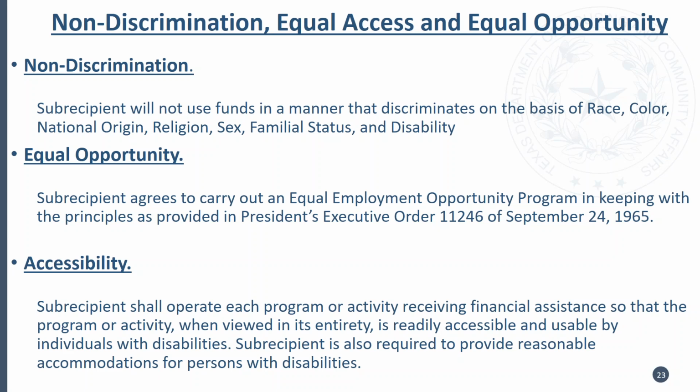So make sure to follow fair housing. Subrecipient will not use funds in a manner that discriminates based on race, color, national origin, religion, sex, familial status, or disability. And subrecipient agrees to carry out equal employment opportunity program in keeping with the principles of 1965 President Executive Order. And accessibility, subrecipient shall operate each program or activity receiving financial assistance so the program or activity is readily accessible and used by individuals with disabilities. So again, there's more details on those specific acts in your contract.